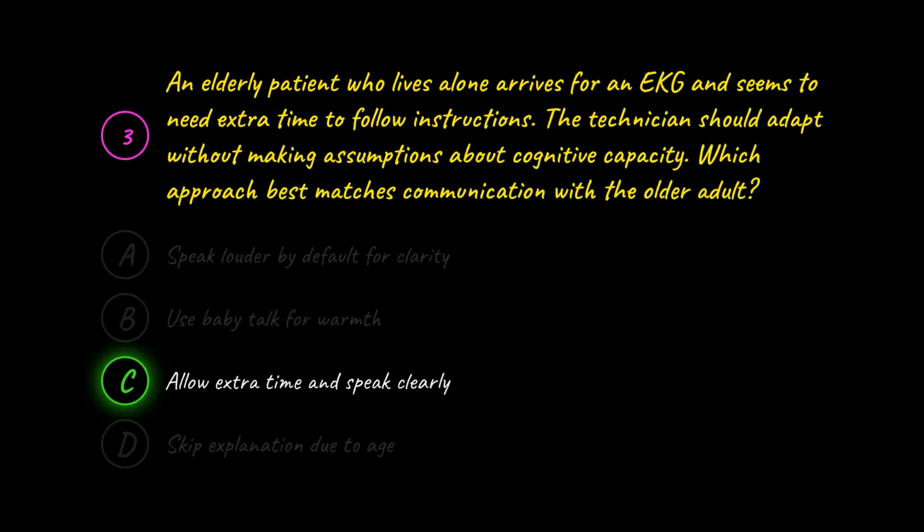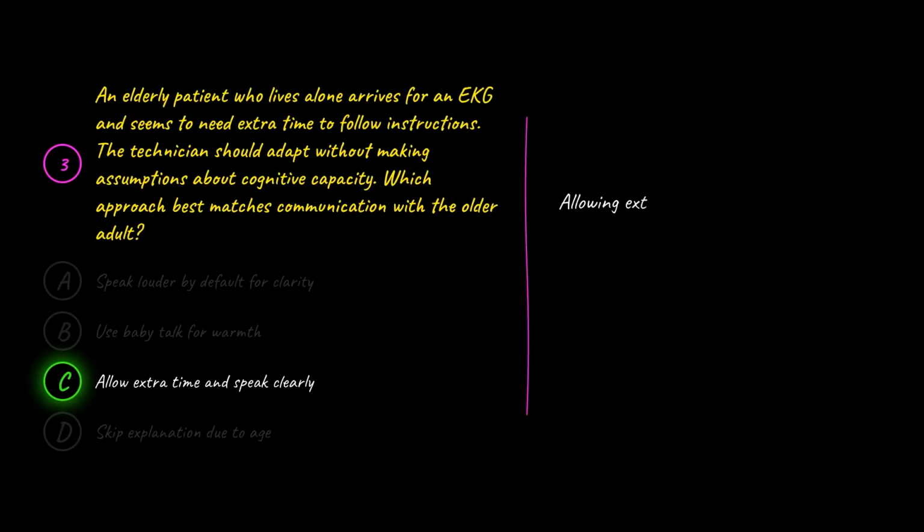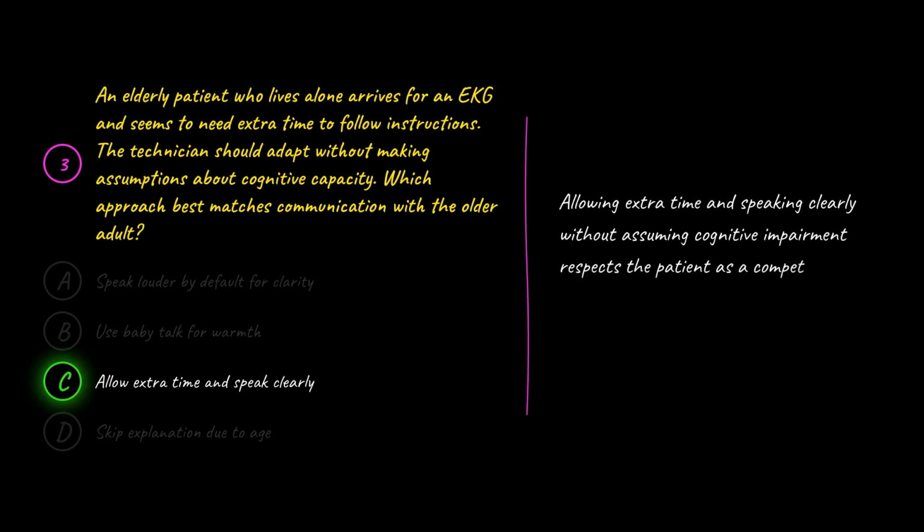The correct answer is C. Allow extra time and speak clearly. C is correct because allowing extra time and speaking clearly without assuming cognitive impairment respects the patient as a competent adult who may need a slower pace. Patience and clarity together meet most older adults' communication needs effectively.